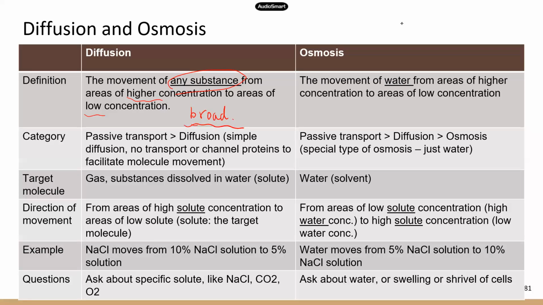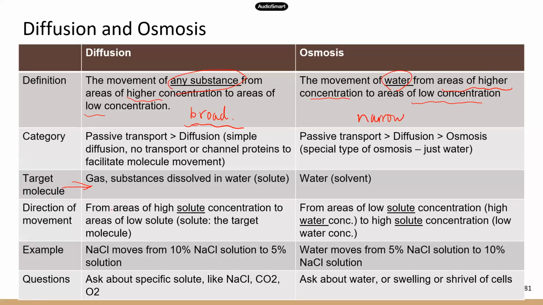Now, osmosis, on the other hand, has a very, very narrow target, right? It's about the movement of water and water only. So in osmosis, water moves from areas of higher concentration to areas of low concentration, right? So first of all, their target molecules are different. So I have a separate row here.